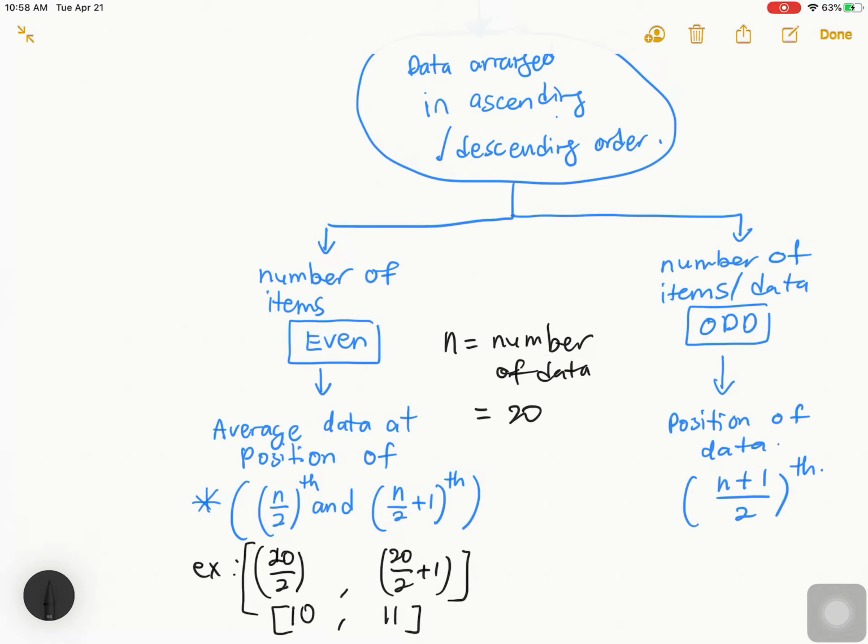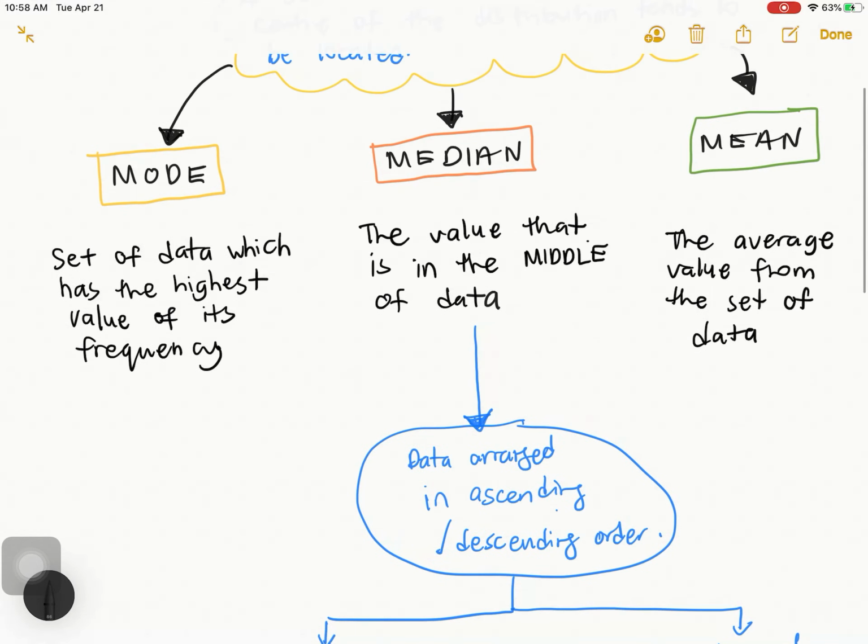If the position is odd, then the median will be exactly at that position. For example, if your n is equal to 11, then the median will be at 11 plus 1 over 2, located at position 6. Don't worry, I will show you later on how to get this median.